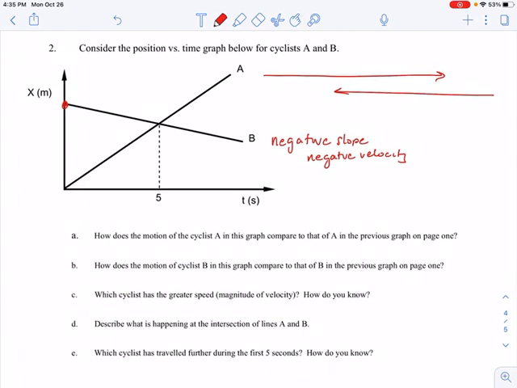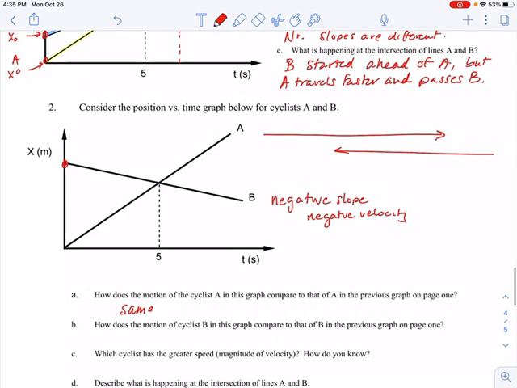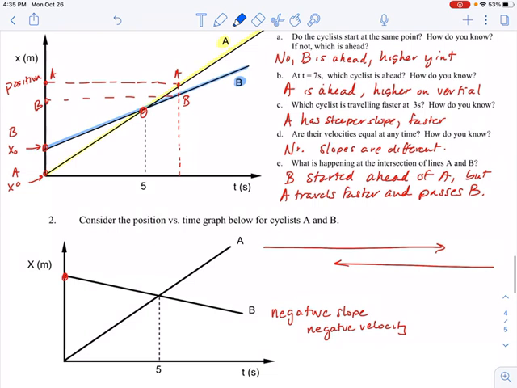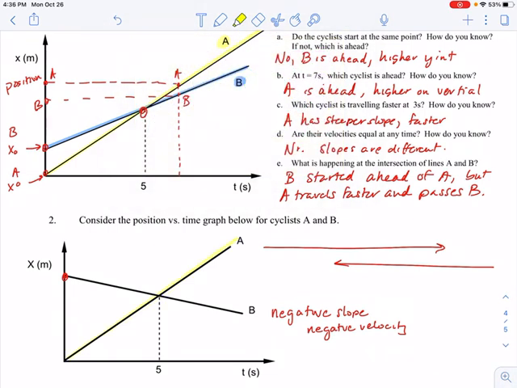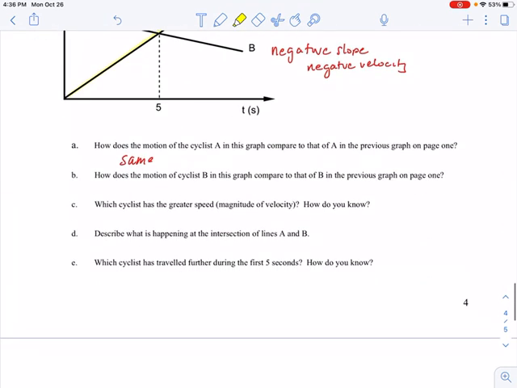How does the motion of cyclist A compare to that of the previous graph? It looks approximately the same. If I sketch A here, looks about the same. How does the motion of cyclist B compare? B is going slower. The slope is not as steep. And in the opposite direction.